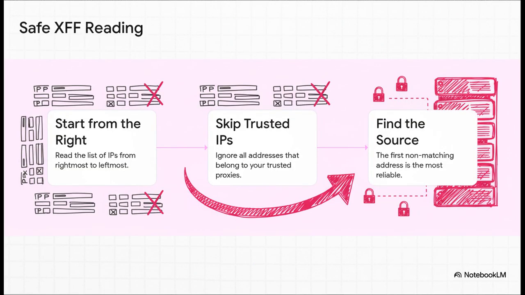So, the good news is, there is a safe way to read this header. The key is to completely flip how you look at it. You don't start at the beginning of the list, with the untrusted data. No, you start at the end, with the servers you know and control. You have to work backward from what you trust.